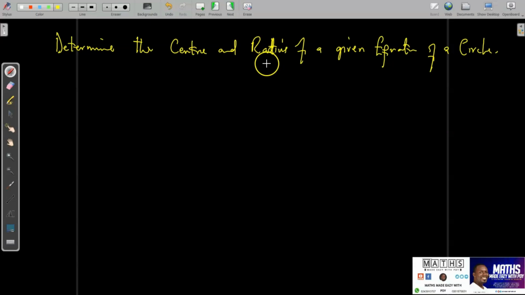And how do we go about it? I'm going to show you two methods as to how to go about it. We have the unitary method and then we have the formula method. The one you are conversant with, you just stick to it. So without wasting time, I'm just going to copy some of the equations of circles we've already solved, then we use them as such.